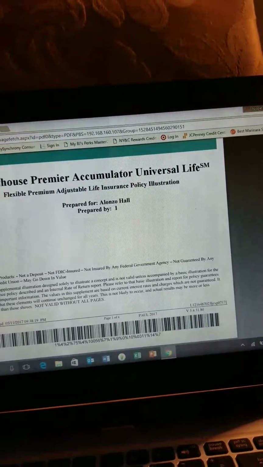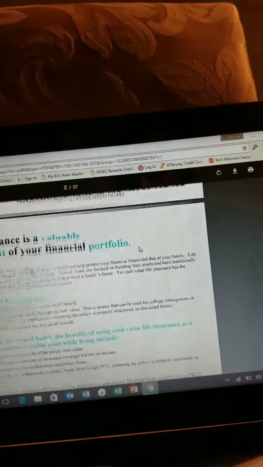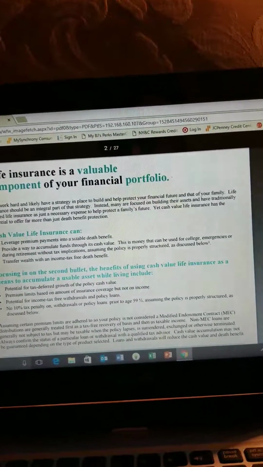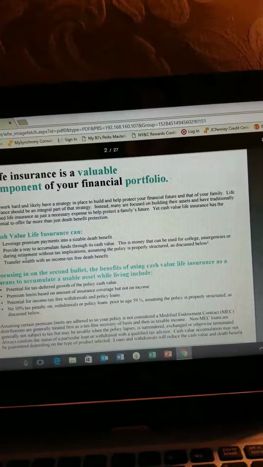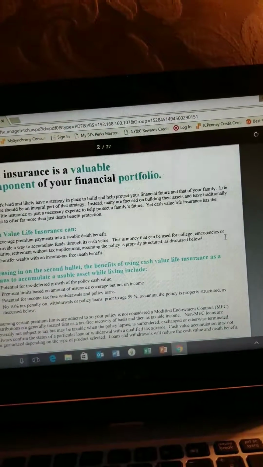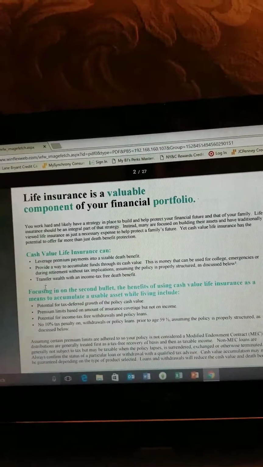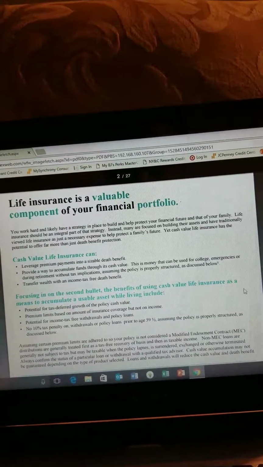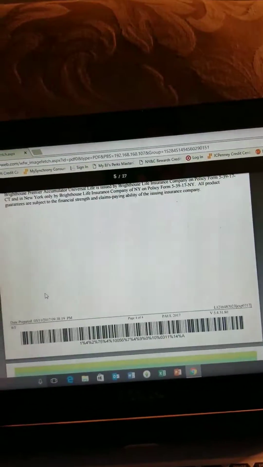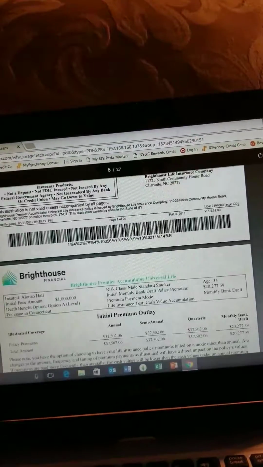So if you'll see Bright House, this is a bunch of disclaimers because they don't want you to sue them anyway. So they'll say cash value life insurance can leverage premium payments into a sizable death benefit, provide a way to accumulate funds through its cash value. This money can be used for college, emergencies, or during retirement without tax implications, assuming the policy is properly structured. As discussed below, it can also transfer wealth with an income tax-free death benefit. So we're not going to read through all these disclaimers and all of this. What I want to get to is the meat and potatoes really quickly.